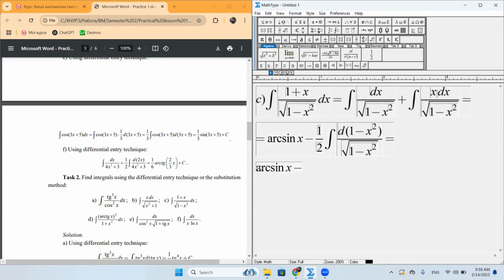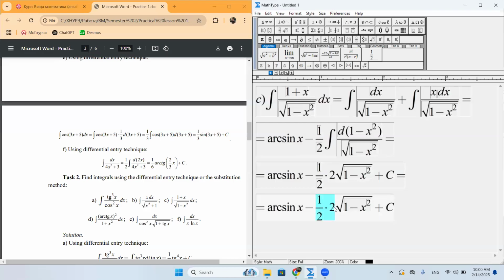Okay, let me move to the next line. So 1 second multiplied by 2 square roots and plus c. And let me remove these fractions. So now it looks like this. Any questions about this task?